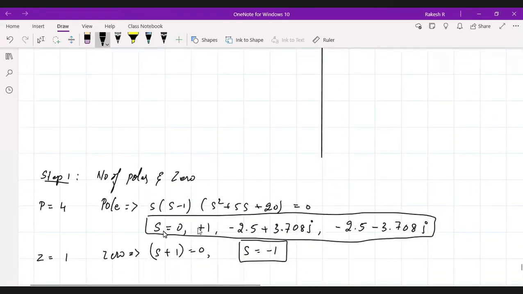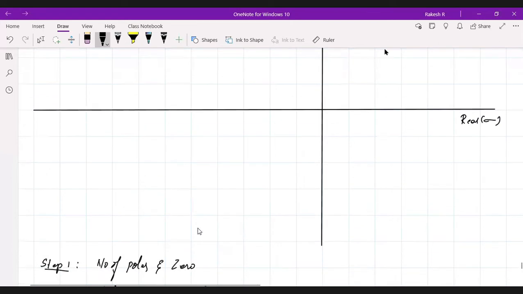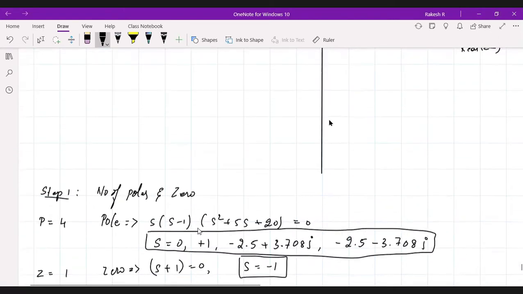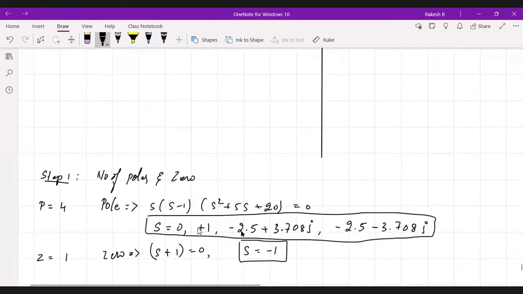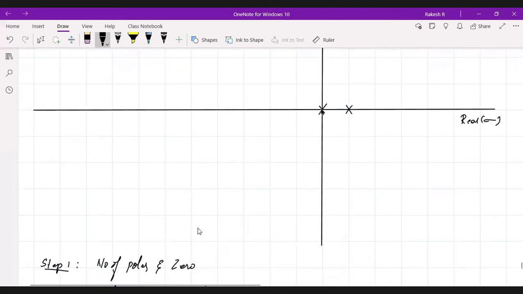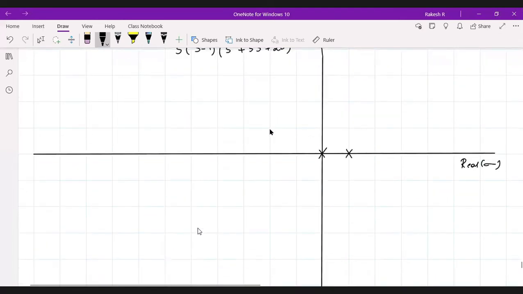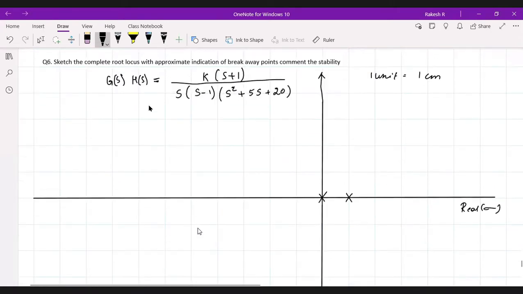So first pole is at s is equals to 0. So I'll be marking that s is equals to 0. This is one pole, right? Next, s is equals to plus 1. This is another pole, right? Next, s is equals to minus 2 plus 3.708. Minus 2 is, this is minus 1, minus 2, 3.708. 1, 2, 3, 3.708. I'll just take this one down.